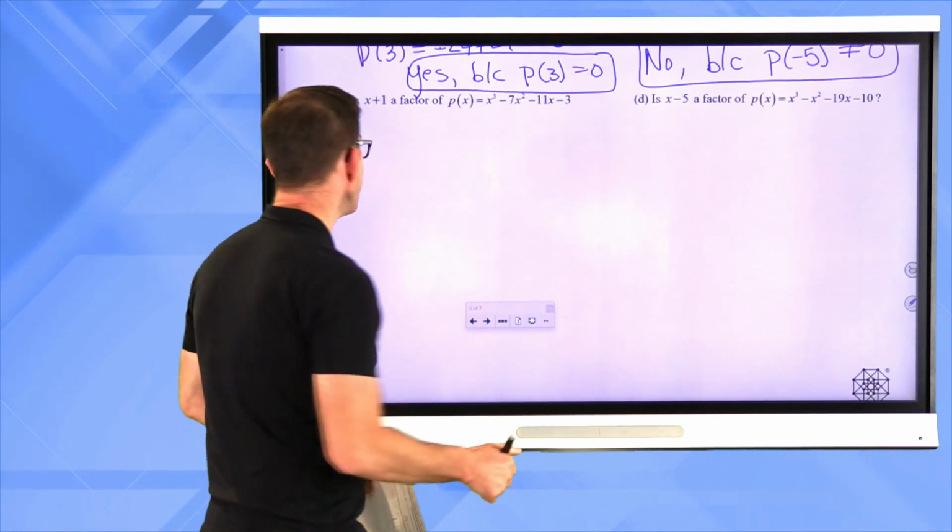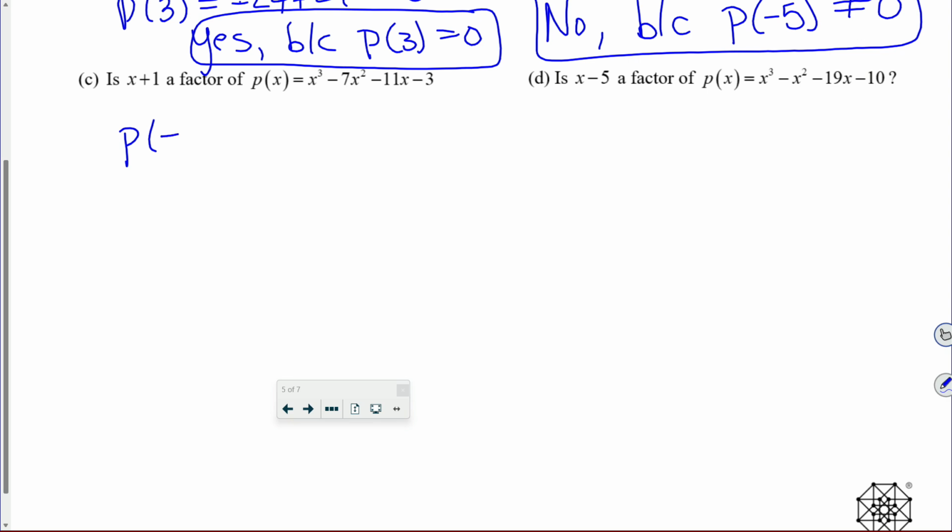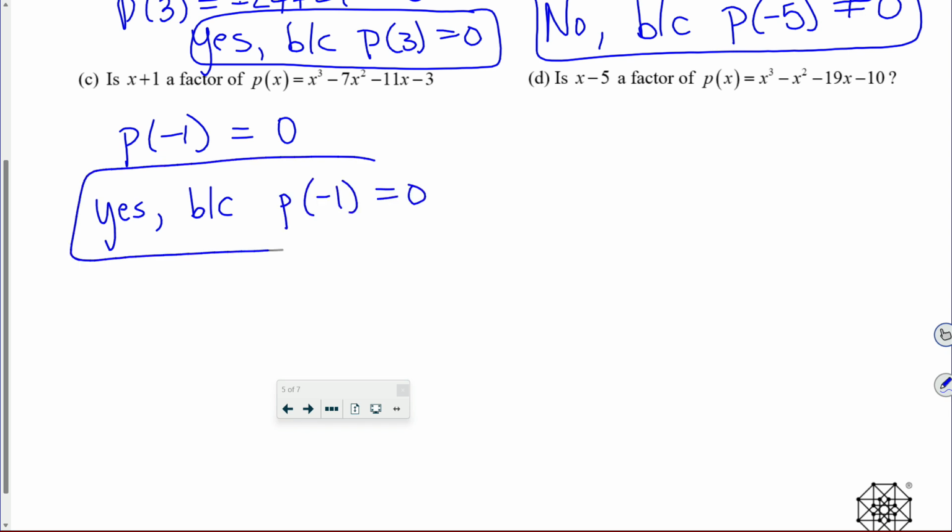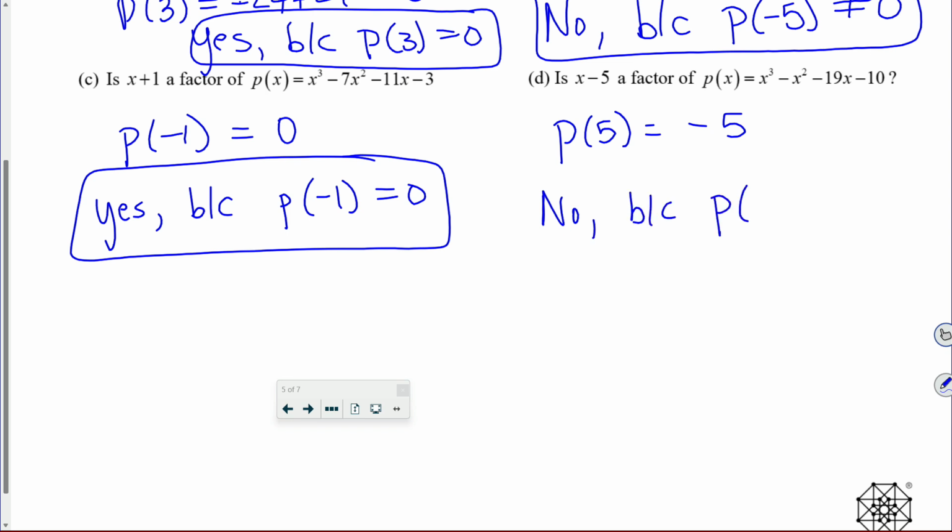All right, well, in this one, again, all I'd want to do is figure out what P of negative 1 is. We're going to save ourselves a little time. We find out actually that P of negative 1 is 0, and so the answer is yes, because P of negative 1 is 0. Okay, in letter D, we would want to evaluate P of 5, and whether we do that with our calculator or by hand, we find that's negative 5, and then the answer is no, because P of 5 doesn't equal 0.